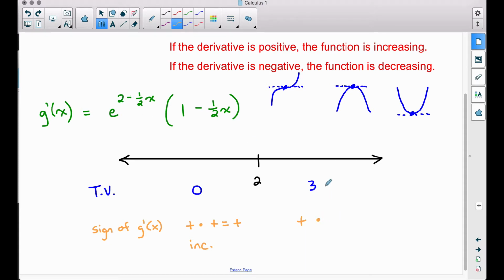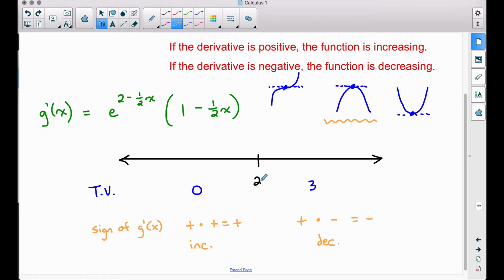Let's multiply this by, what do we get when we plug 3 into here? 1 minus half of 3. Half of 3 is 1.5. 1 minus 1.5 is a negative number. And a positive times a negative is equal to a negative. Therefore, our function is decreasing on the right side of 2. So here's what we have going on. Something like this right here. Our function goes from increasing on the left side of 2, like this, and then it starts to decrease on the right side of 2. Therefore, when x equals 2, we have a maximum.